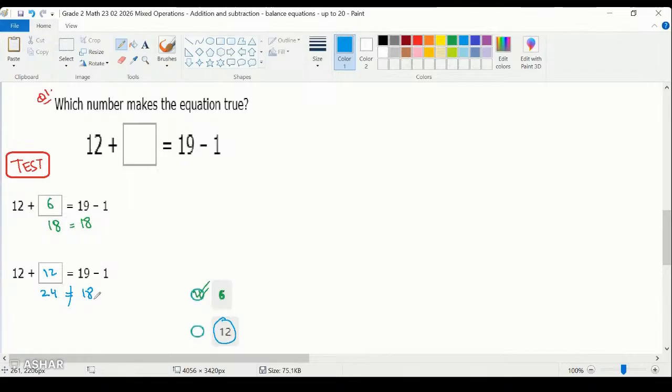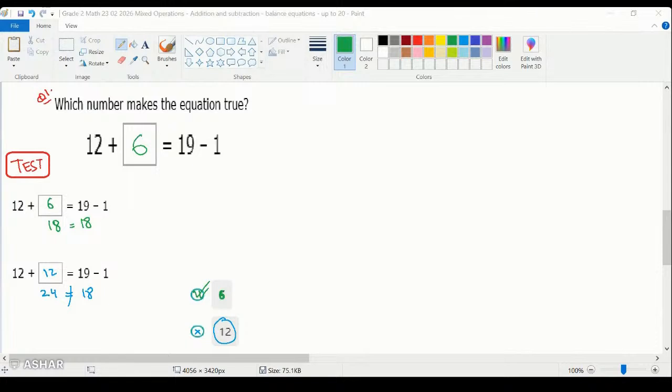24 is not equal to 18. That means it cannot be the answer. The correct answer would be 6. So what we do is, the options that are given to us, one by one we put in the original equation. Okay, let's have a look at the next question.